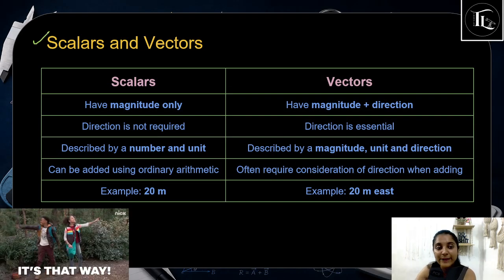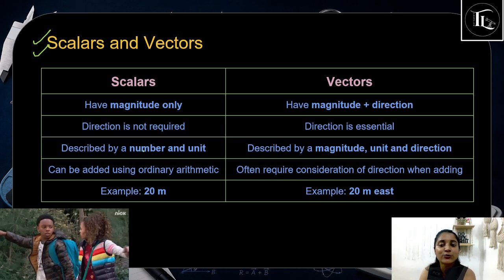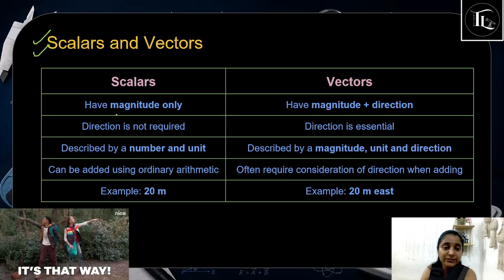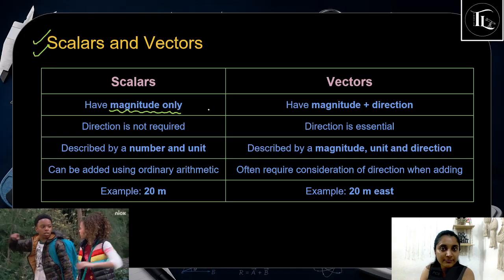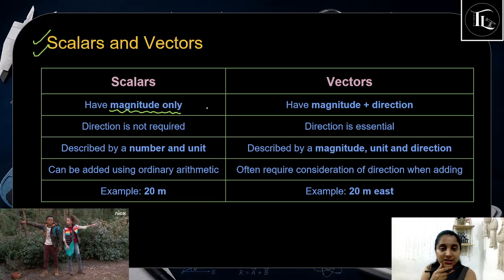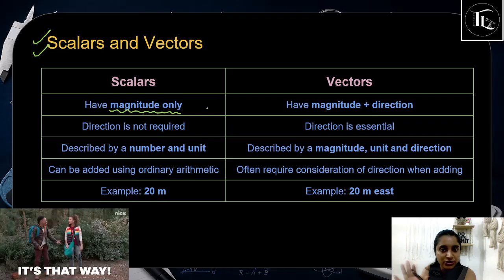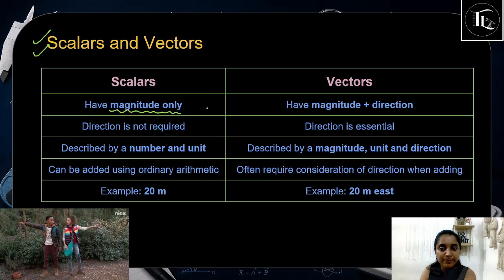Now we have two types of quantities here, scalars and vectors. Scalar quantities are the ones in which we measure the magnitude only. For example, distance. If I covered 10 meter, there is no direction, only magnitude, that is 10 meter. It's a scalar quantity.